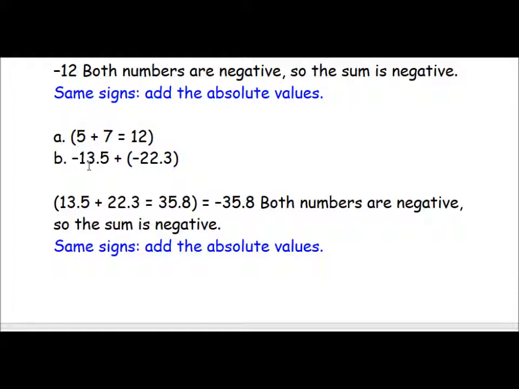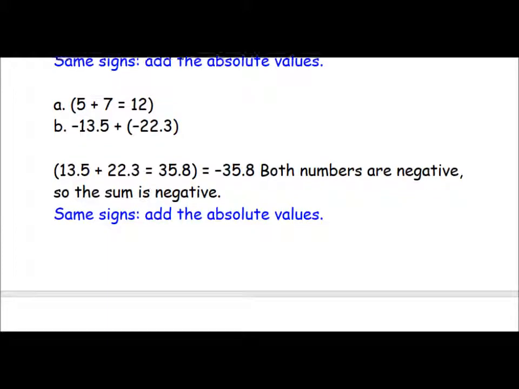Let's do another example. -13.5 plus -22.3. So this has the same minus sign. So what we have to do, we have to remove the sign, add the absolute values, which is 35.8, and use the sign. The sign is negative, so just put minus. So the rule is add the absolute values and put the sign.